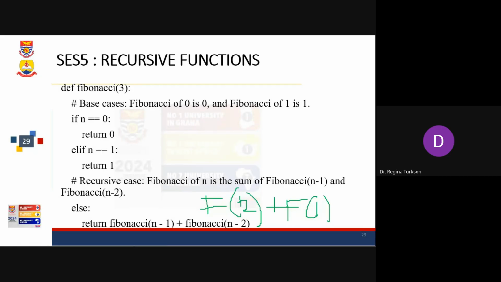Now, we don't know the fib of 2, so we have to go through the iteration again. The 2 is not equal to 0, and the 2 is not equal to 1. So we have to return fib of 2 minus 1. Maybe write an arrow up there and put it for me from the fib of 2. So we have fib of 2, which is equal to fib 1 plus fib of 2 minus 2, which is fib 0.